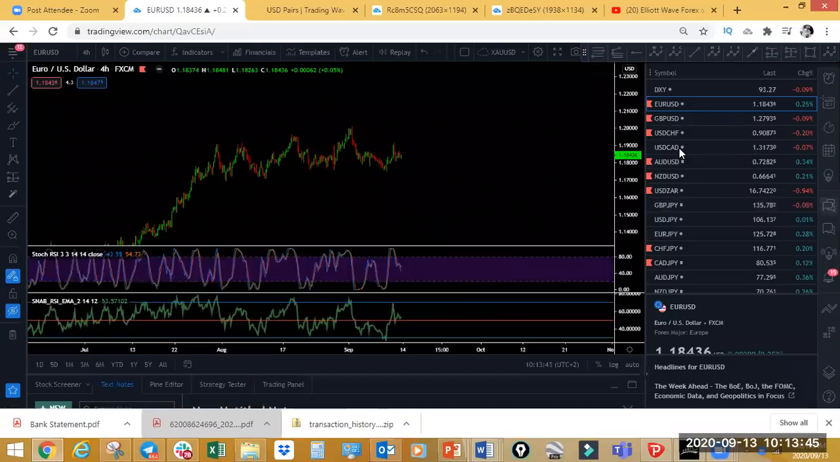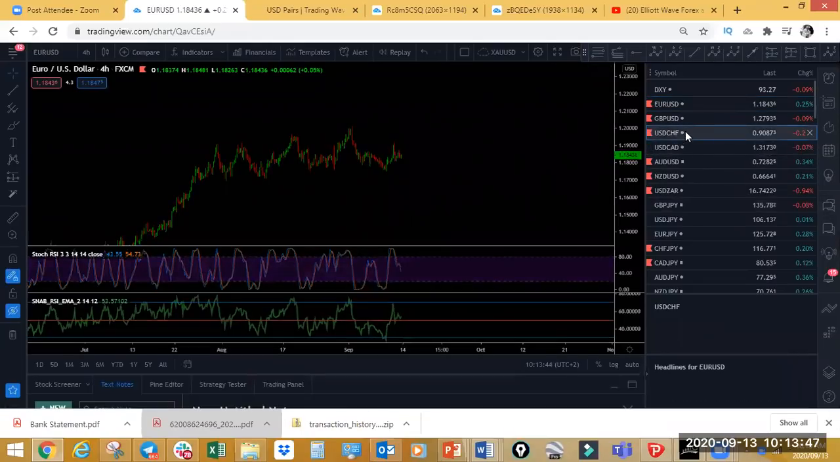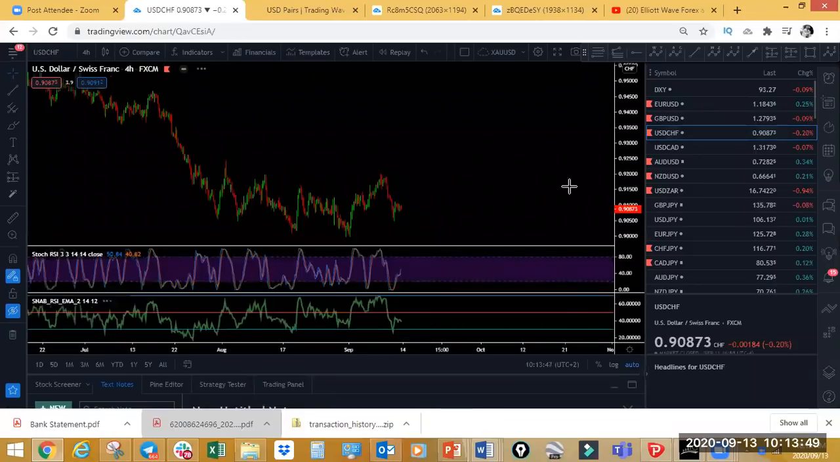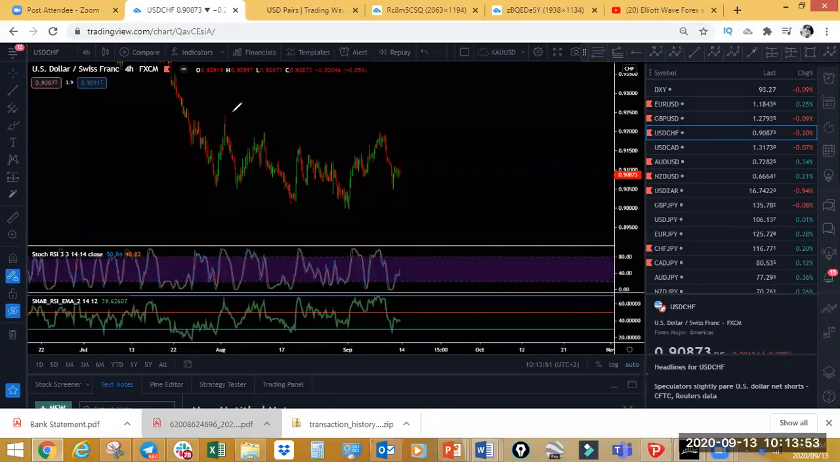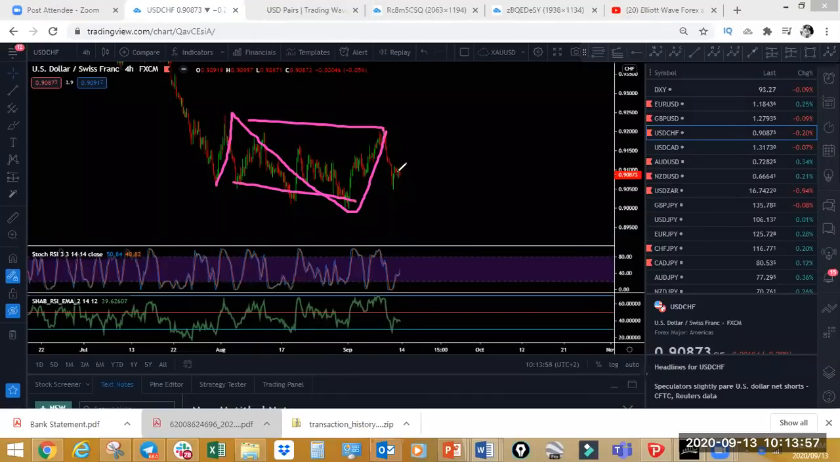All right, let's go through the rest of the pairs. US dollar CHF, I've already shown you US dollar CHF. I want to go straight to US dollar CHF because it's got exactly the same structure. 1, 2, 3. Now we're looking for this one to make a continuation pattern to the downside.